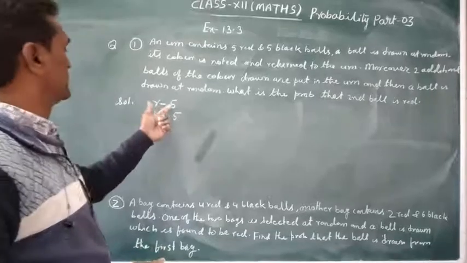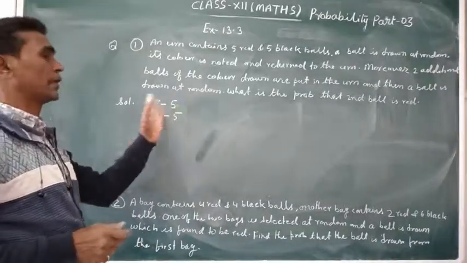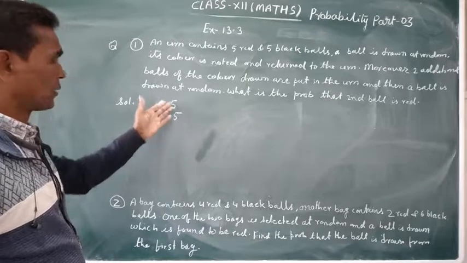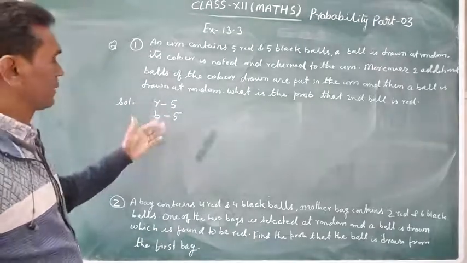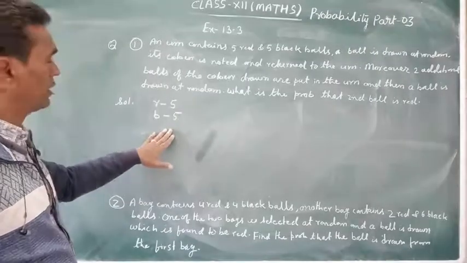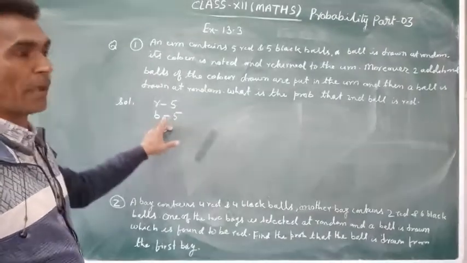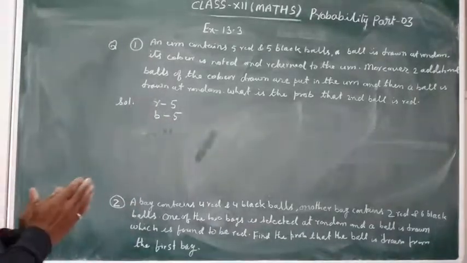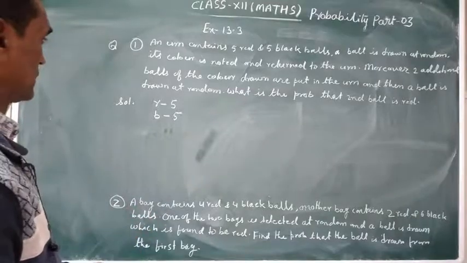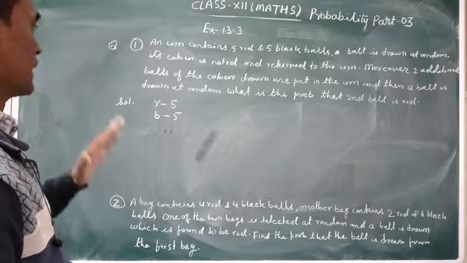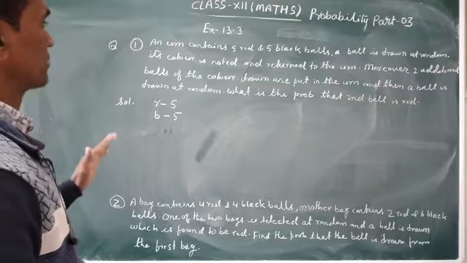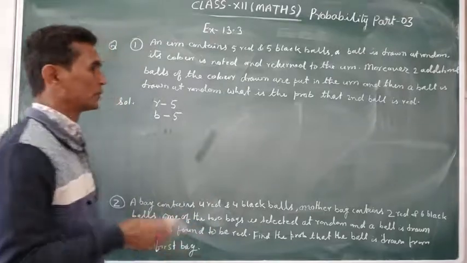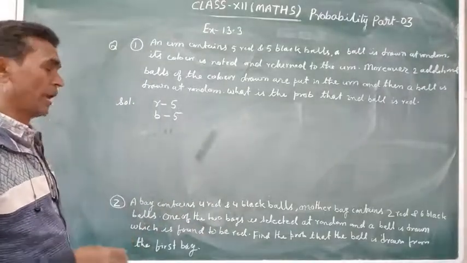If the first drawn ball is red, then 2 more red balls will be put in the urn. So the number of red balls will increase here. If the first drawn ball is black, then the number of black balls will increase. So the sample space will be divided into 2 parts: first, when the first drawn ball is red, and second, when the first drawn ball is black.